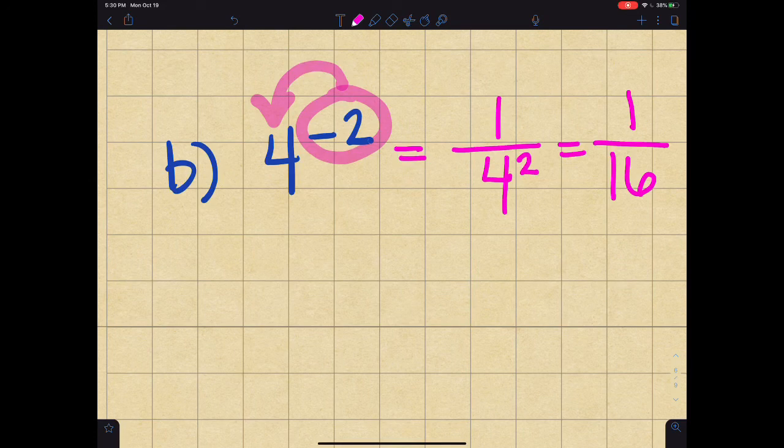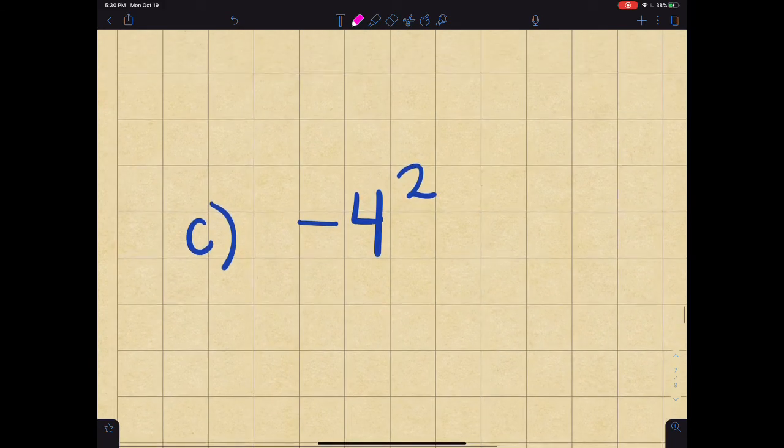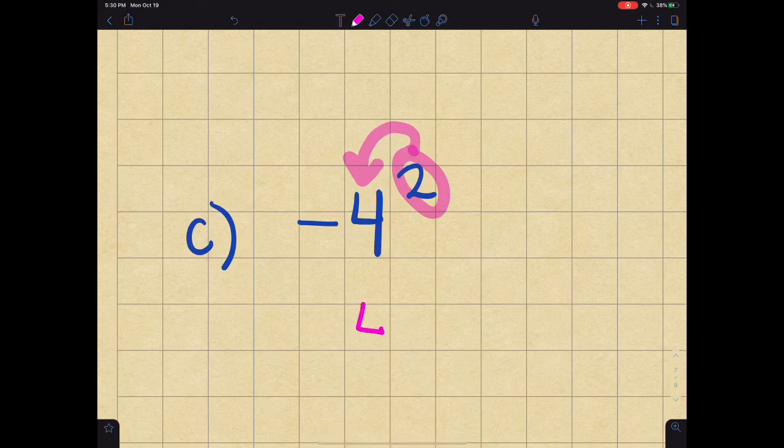Now, when we get to problem C, it's a little bit more tricky because you've got this negative sign here in front of the 4. And the way that I remember it is that if you look at this exponent of 2, it only applies to what's immediately in front of it. So it only applies to the 4. It does not apply to the negative sign. In other words, when you're multiplying 4 times 4, that's what it would be, 4 squared. It's not negative 4 times negative 4 because the negative is not right in front of the exponent. The negative is not squared. So that's kind of how I remember it, but you might have your own trick.